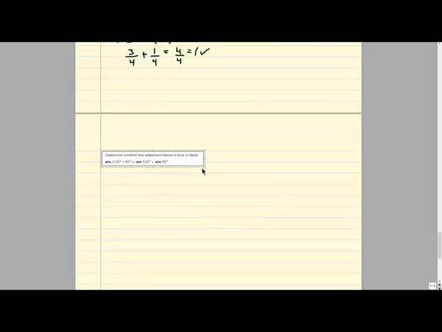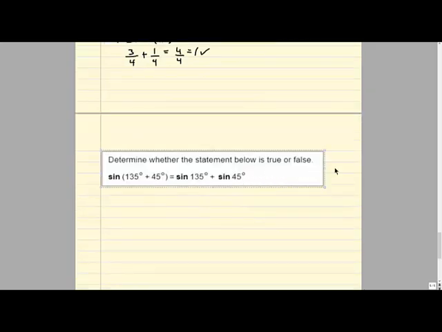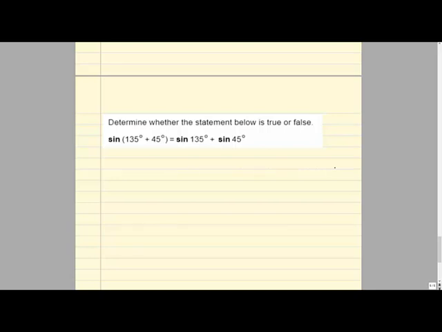So here it says, determine whether the following statement is true. Well, the best way to determine if it's true is to actually work the problem and see what we get. So this would be the sine of 135 plus 45. That would be 180 degrees. And we want to know, is this equal to the sine of 135 degrees plus the sine of 45 degrees? Well, right away I know this is false because already I know that the sine of 45 degrees is the square root of 2 over 2, and the sine of 180 is 0.